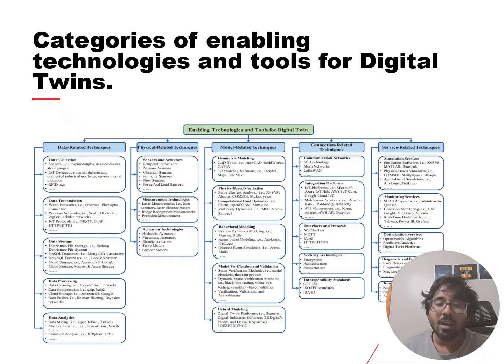This is a screenshot of the categories of enabling technologies and tools for digital twin. They identify them from previous studies, and then they categorize them. It illustrates which tools or technologies are used for data-related, physical-related, model-related, connection-related, or service-related techniques, such as which sensors are already used for data collection, which platform is used for data storage, or what interfaces and protocols are already used for connection.